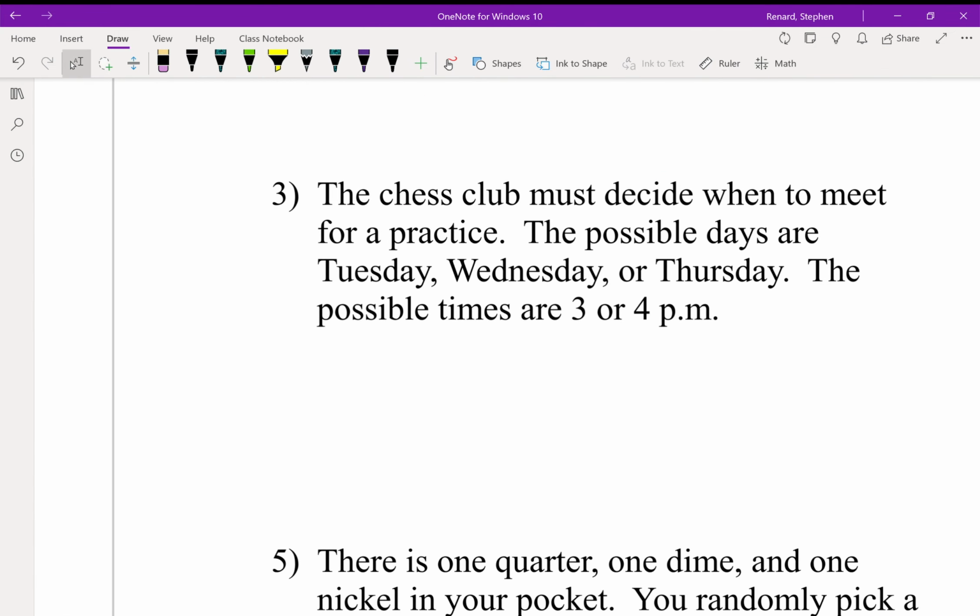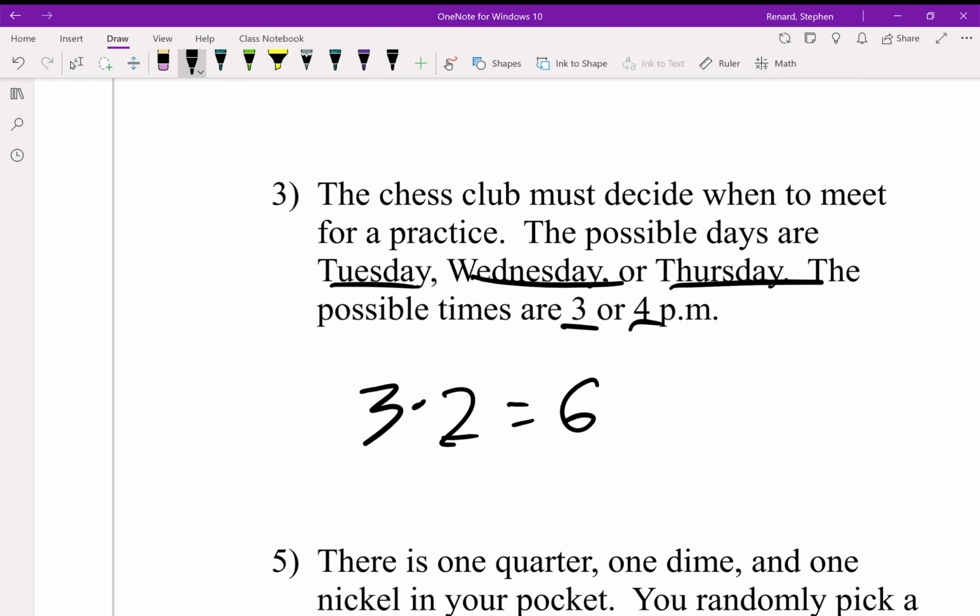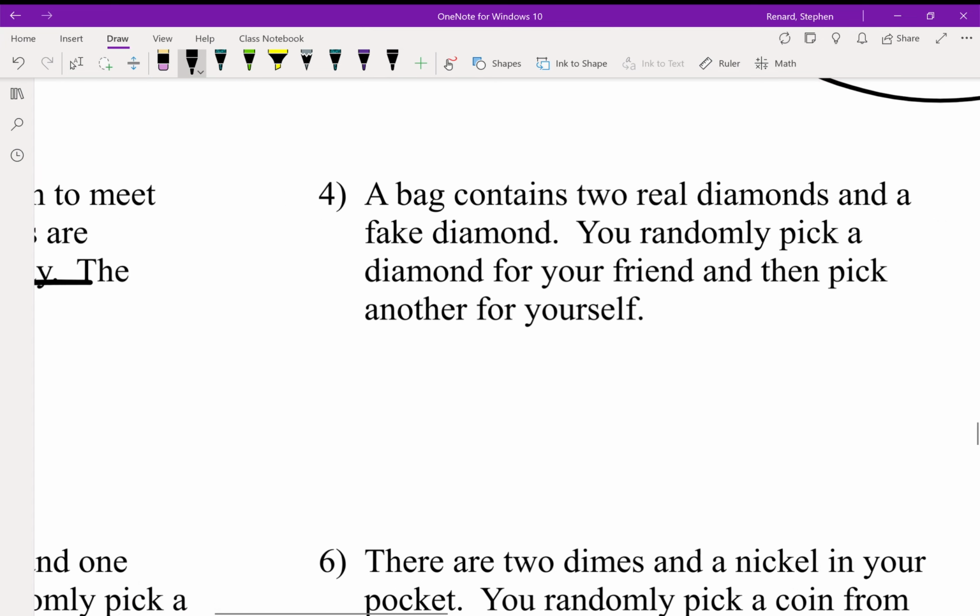The chess club must decide when to meet for practice. The possible days are Tuesday, Wednesday, Thursday. That's 3 days, times 3 or 4 o'clock. That's 2. So again, Tuesday at 3, Tuesday at 4, Wednesday at 3, Wednesday at 4, Thursday at 3, Thursday at 4. 3 times 2 is 6. I know, sick of the 6s.